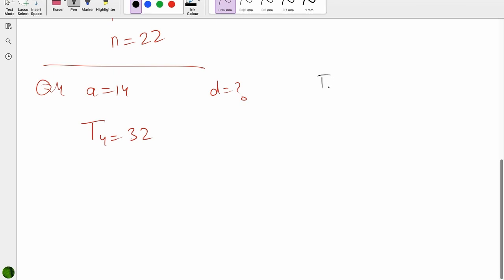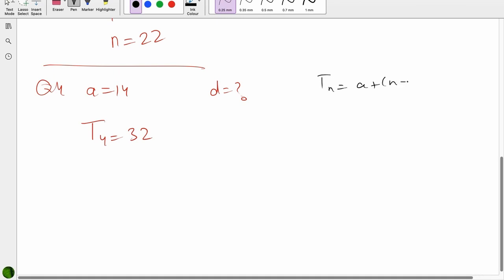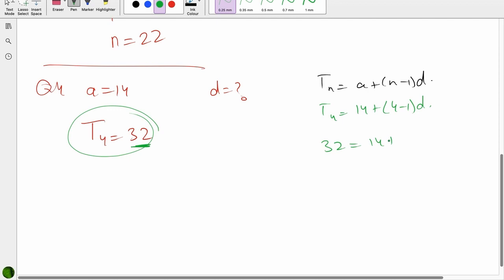So when we look at our formula, that is a plus n minus 1 into d. Now I have a few values. The fourth term is 32, so what if I use 4 here? I know the value of a already, that is 14. n is 4 minus 1. The common difference is unknown. And we know term 4 is 32. So 32 is equal to 14 plus 3d. 32 minus 14 is equal to 3d. 32 minus 14 is 18. 18 by 3 is equal to d, and the difference is equal to 6.